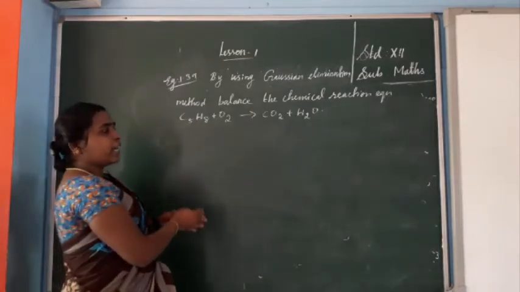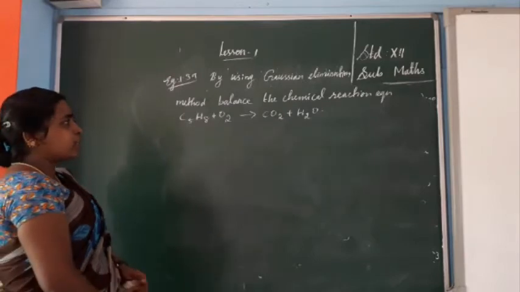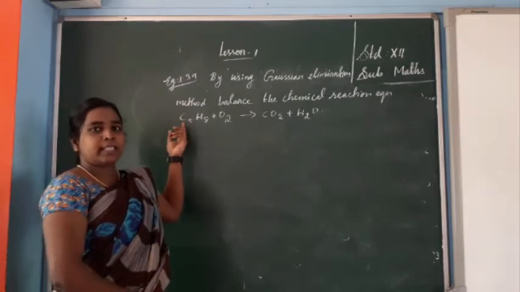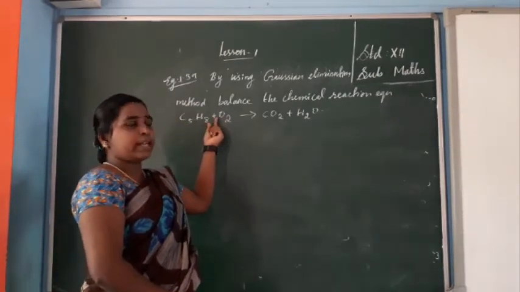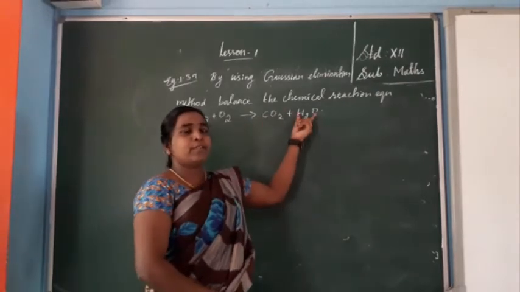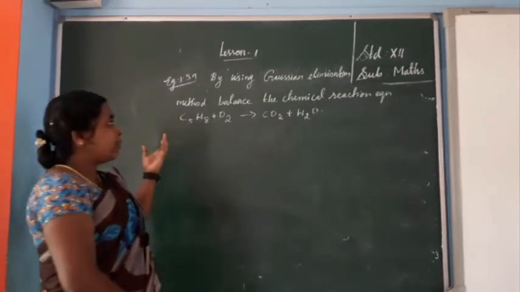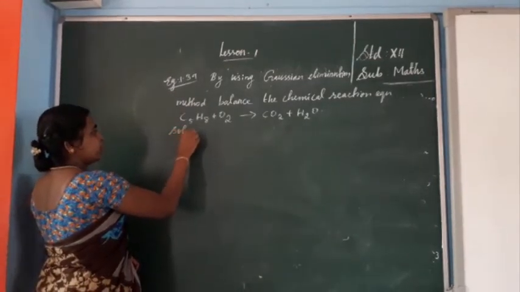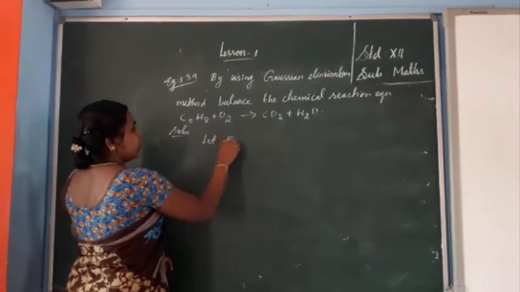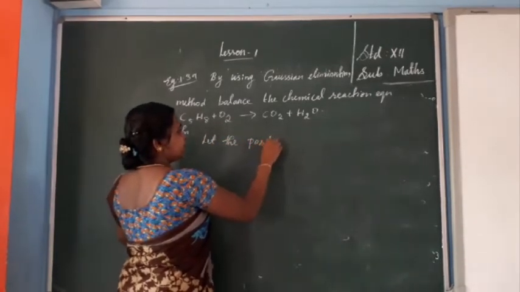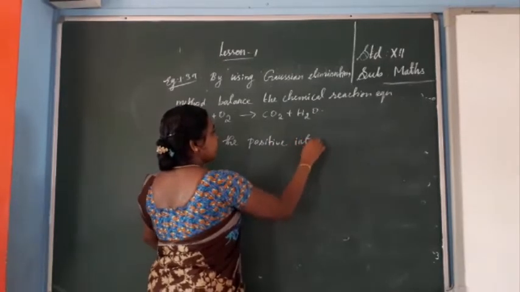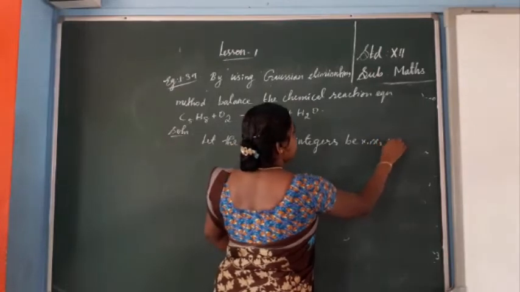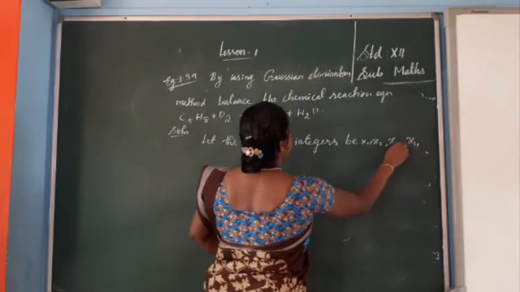Okay, so this is not correct. We have to balance the equation. So for that we need 4 positive integers. Near the first term, 1 positive integer, that is x1. Near O2, x2, the third part x3, the fourth part x4. Actually that x1 may be 1 or 2 or any value. So we are going to take, let the positive integers be x1, x2, x3, x4.